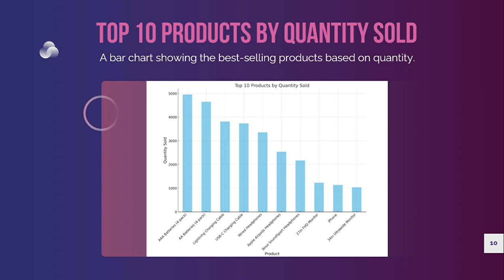Top 10 products by quantity sold. This visualization shows the top 10 best-selling products based on the quantity ordered. We can see which products are most popular among customers. These insights are valuable for businesses to prioritize the production or stocking of these products to maximize revenue.